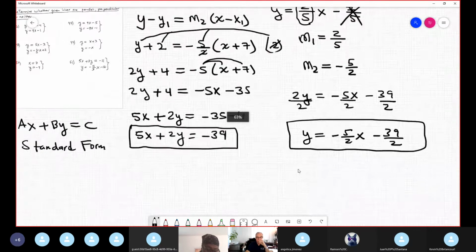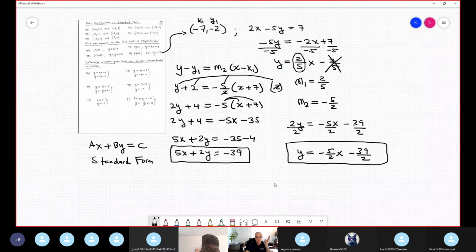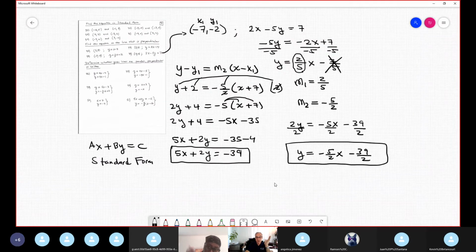Clear or confusing? Guys, it's obvious, it's easy, but you have to practice. How do you practice? Well, you practice using Alex. Okay, Alex, do homework number 1, homework number 2, and homework number 3 is waiting for you.